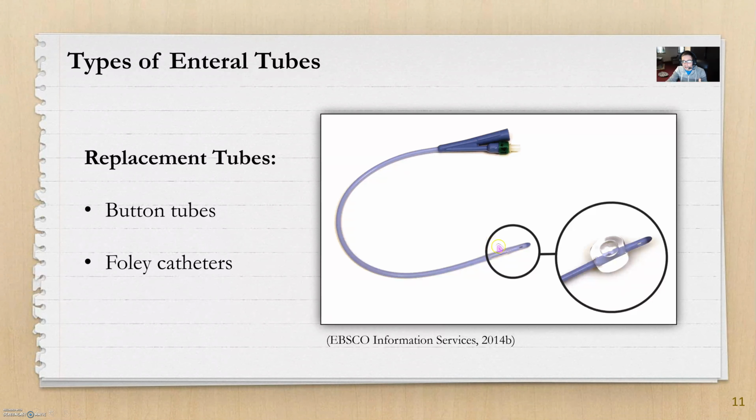And then lastly, you see here we have a Foley catheter. So this catheter, it's the one you insert into a urethra, but instead you'll just place it into the tract where the G tube was, and that can be used as a temporary setup until you can get a G tube replaced into it.